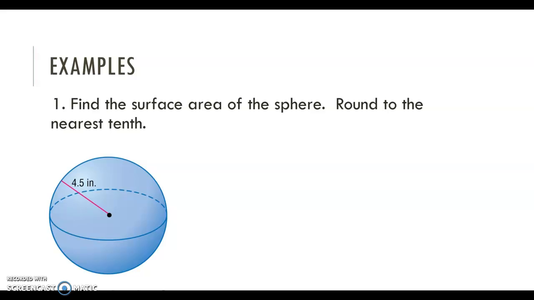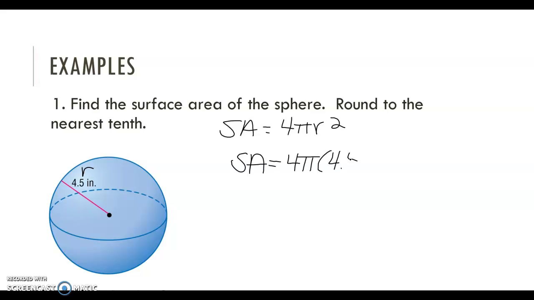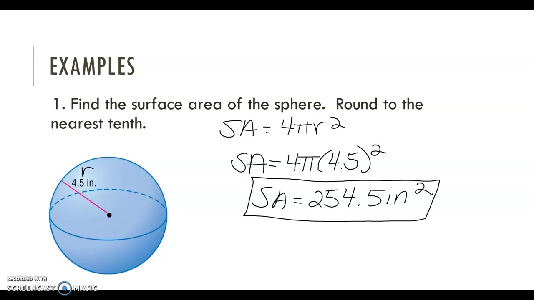So the picture that we are given here, notice this line segment is starting in the center and extending to the outer edge. So this 4.5 is representing the radius of the sphere. Surface area is 4 pi r squared. I'm just going to substitute in that radius. So 4 pi 4.5 squared. And you should be able to type that all into your calculator at one time to get a final surface area of 254.5 square inches for that surface area.